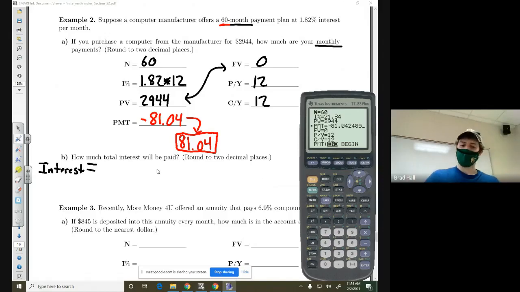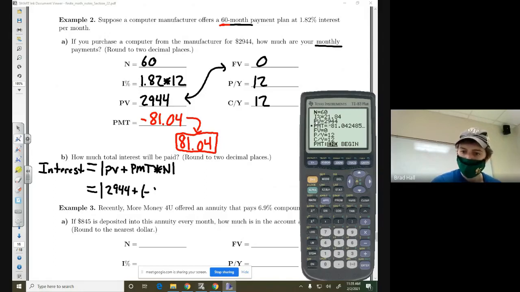And if you recall, the interest formula starts off with absolute value. And we put either PV or FV, depending on which number is non-zero. Here it's clearly PV. That's the non-zero one. And that's plus PMT times capital N. And from here, we just plug in the numbers and solve accordingly. So PV was 2,944 plus negative 81.04 times capital N, which is 60.